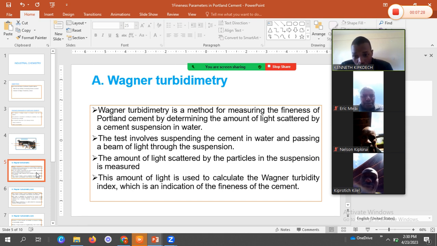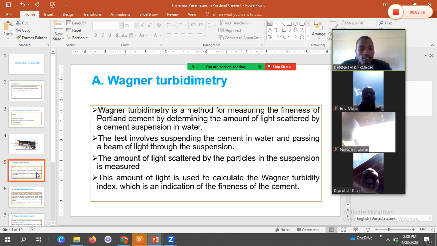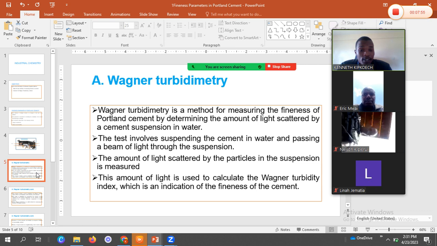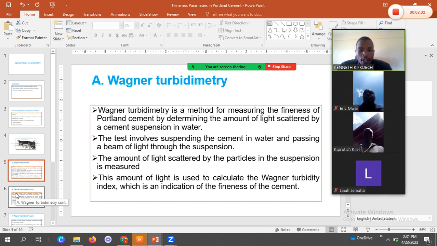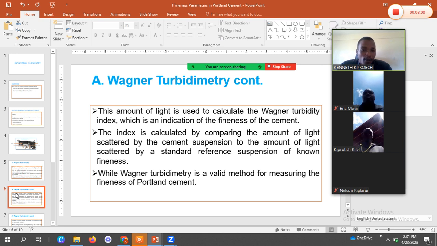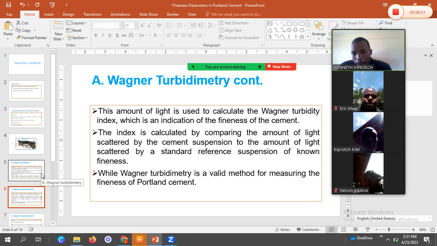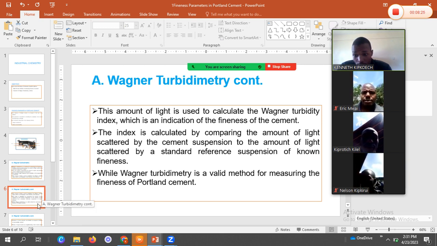Yeah, that is a very nice explanation. Thank you so much. That is a very nice description of how Wagner turbidimetry is carried out. So I want to confirm to you that this method involves suspending or mixing the cement in water to make a suspension and passing a light through that suspension. The light scattered is then measured, and this scattered light will be compared with the scattered light from the reference solution. When you compare, you will be able to determine whether it is higher than the reference standard or lower than the reference standard. Always, we will take the value that is lower than the reference standard. That is the value that we are looking at here, the Wagner turbidimetry index. So those indices you compare with the reference standard and you check with limits.